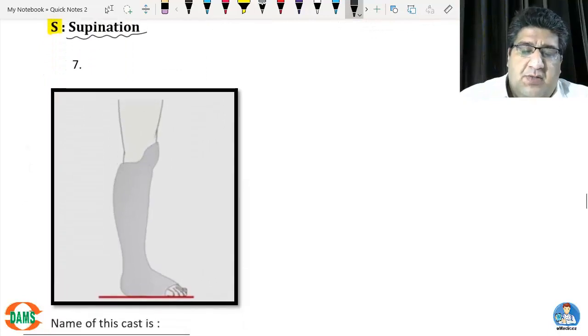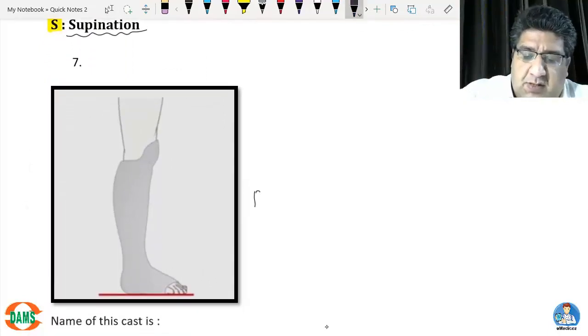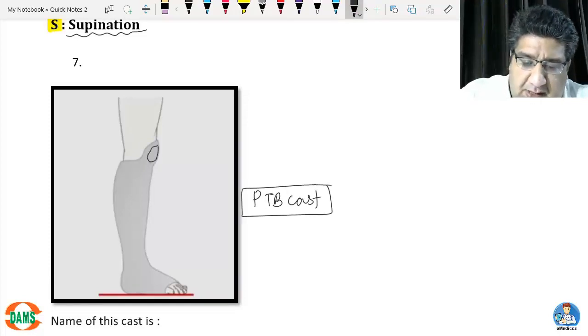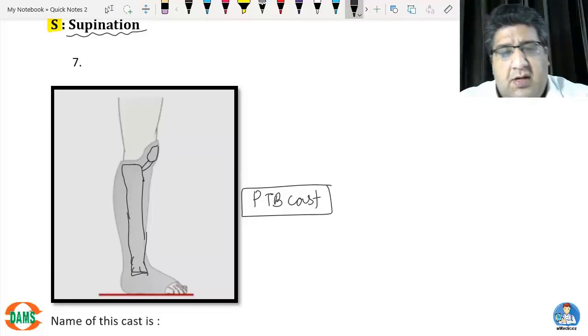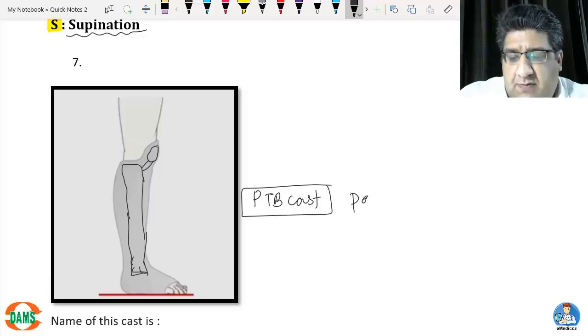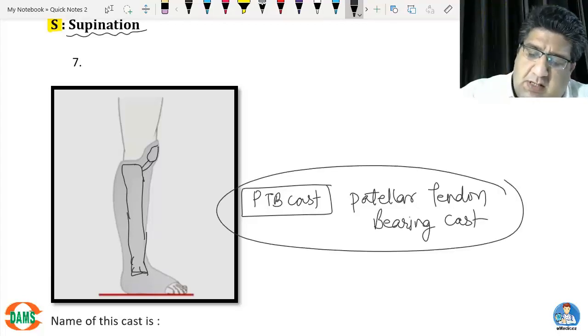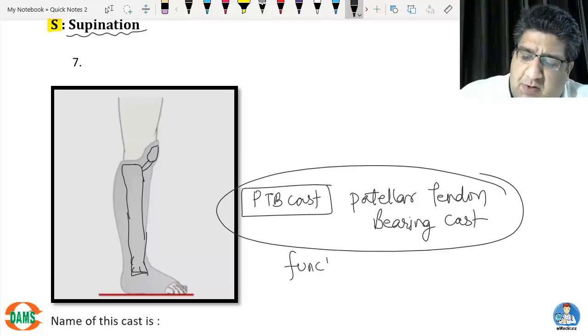Now question number 7. Identify the cast. What do you think about this cast? This is a PTB cast. This is the patella, this is the patellar tendon, and this is your tibia. So this is a complete patellar tendon bearing cast. So the full form is patellar tendon bearing cast. It was a classical concept of a functional cast brace actually.